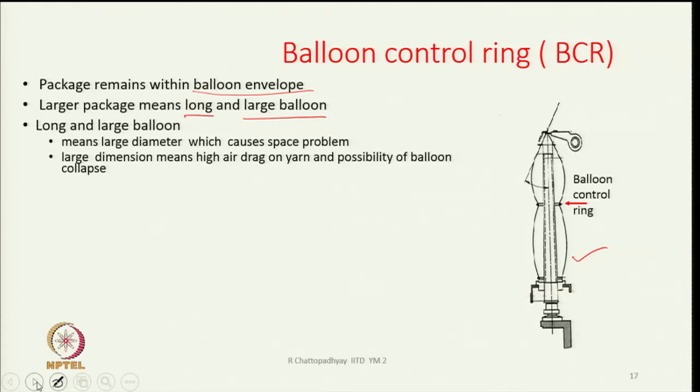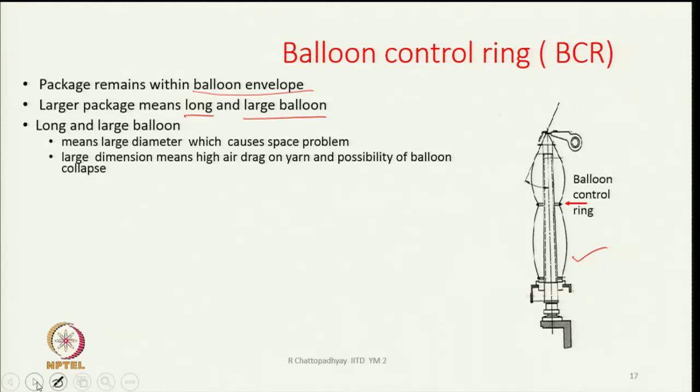So as the balloon diameter increases, the distance between the two spindles also has to increase, and as a result, the number of spindles that we will be able to accommodate in a given length of the machine will go down.